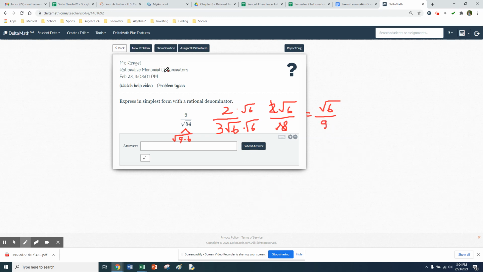So you will practice today, day 1, looking at monomial denominators. Tomorrow we'll look at binomial denominators.